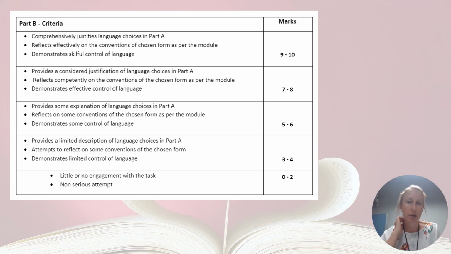Okay, so marking criteria for part B, it is weighted the same as part A, so it's still 10 marks. So we want you to give this due attention. What we're looking for is how well you can justify comprehensively, like you've really thought about it, why you've made those language choices. I urge you to think more macro, not just here's a simile. Think why you've composed a piece in the manner that you have.